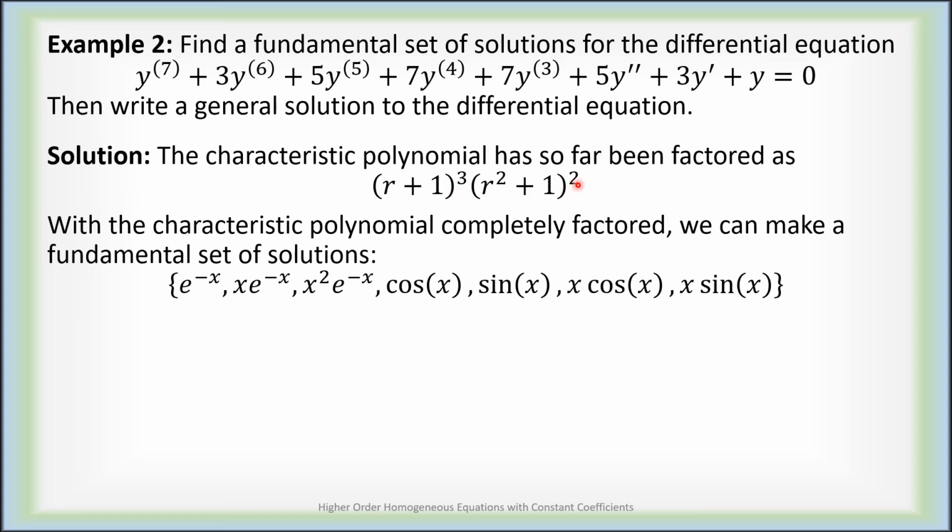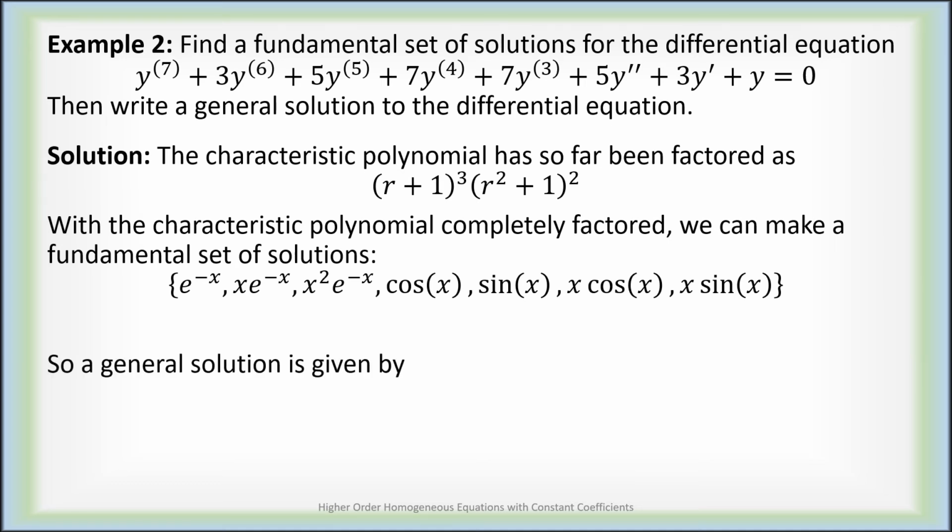From r squared plus 1 squared, we end up with cos x and sine x, but then also times x, because this exponent here of 2 tells me this pair of functions has to appear again with a higher power of x out in front. And now we have 7 functions in our fundamental set. We started with an order 7 differential equation, and these 7 functions are all linearly independent.